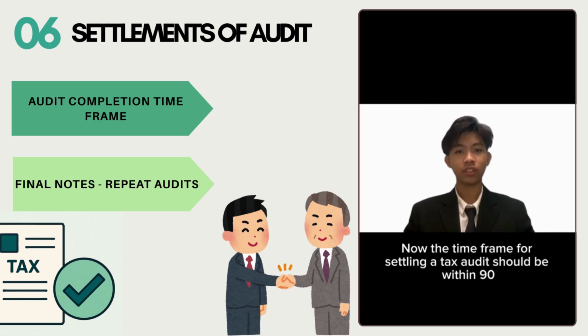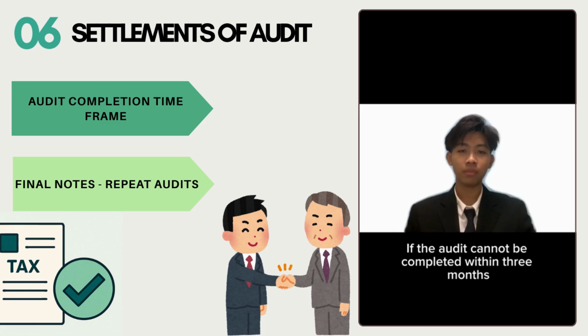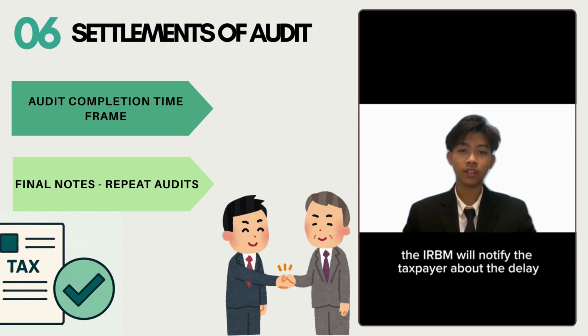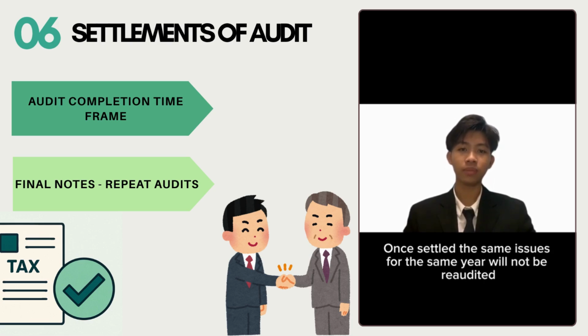Now, the time frame for settling a tax audit should be within 19 days from when the audit begins. If the audit cannot be completed within 3 months, the IRBM will notify the taxpayer about the delay and provide updates on the audit's progress. Once settled, the same issues for the same year will not be re-audited unless new information arises.